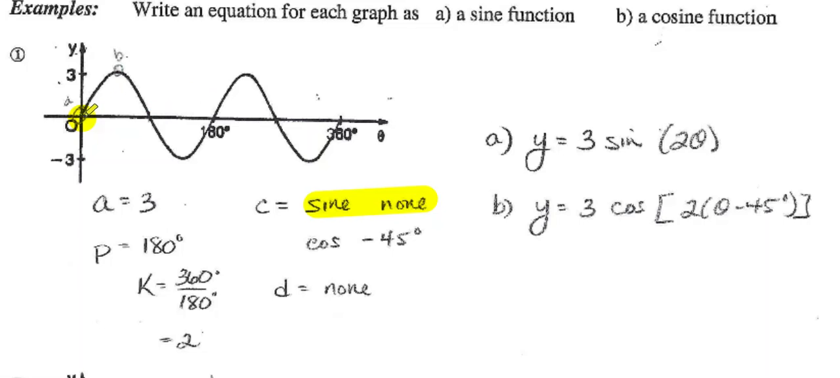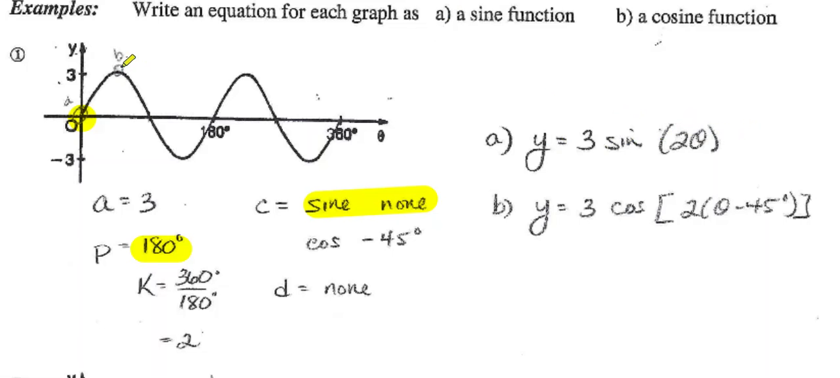So the period length starts here and ends here. If it's starting at 0 and ending at 180, then you have a period length of 180. Then you can calculate your k value just like we've been doing. 360 divided by 180 will give you a k value of 2. Now you have all the makings to get your sine wave. So you've got y equals 3 sine, k value is 2, there's no c value, there's no d value. So this is the simple equation.